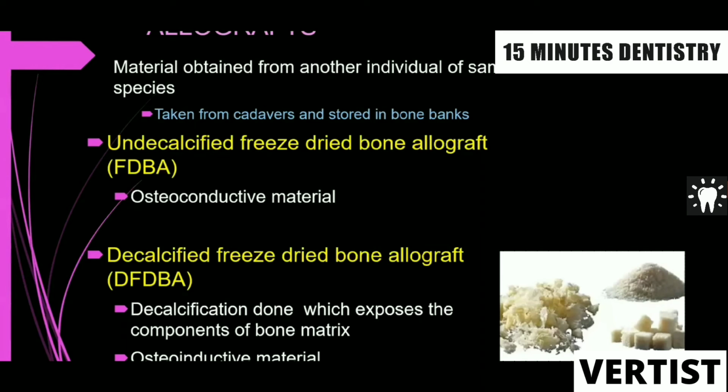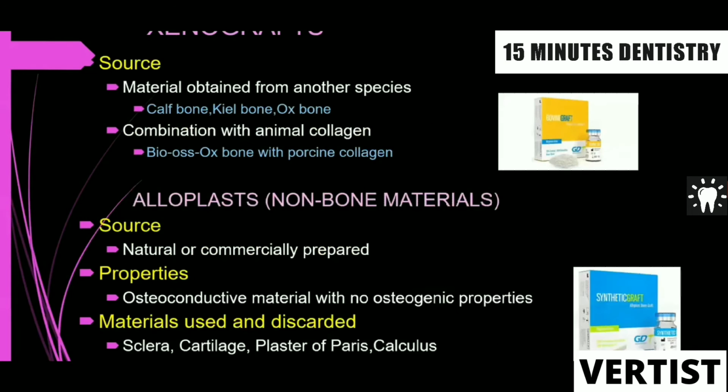The allografts are basically materials obtained from another individual of the same species. You can take it from a cadaver, store it in bone banks, and it has to be processed. The FDBA, that is undecalcified freeze-dried bone graft, is an osteoconductive material, whereas DFDBA is an osteoinductive material, because the decalcification exposes the components of the bone matrix. These are available in different sizes and shapes.